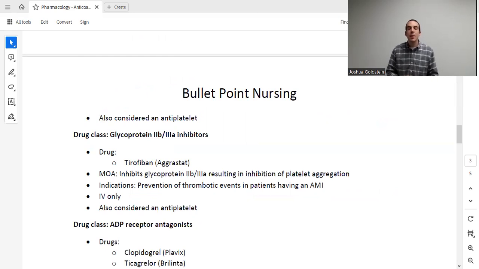The next antiplatelet we have are the GP2B3A inhibitors. And if you say that really quick, you sound smart, but I'm just kidding. The medication class is glycoprotein 2B3A inhibitors. The drug here is tirofiban or Aggrastat. This medication is also IV only. This is another antiplatelet. Once again, we're using it for the prevention of clots. This one is almost only used in patients that are having a heart attack.